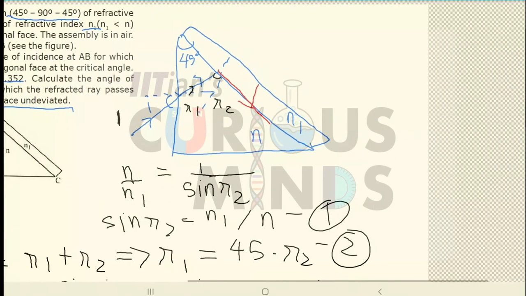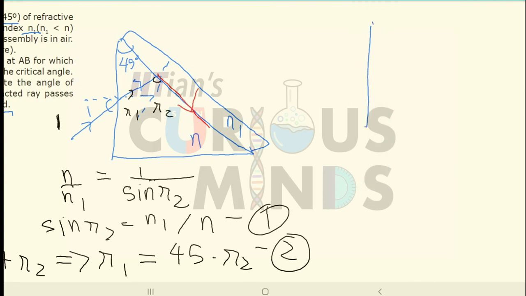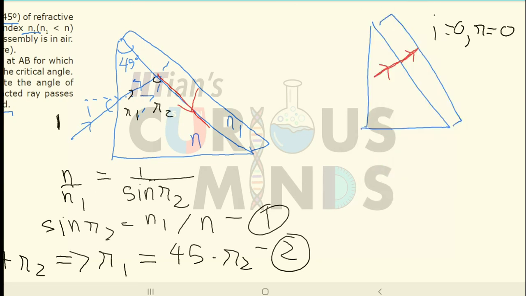That can happen only in one case. Again I will draw a diagram over here. Now I will draw the ray in a reverse manner. Let us say from the second face it passes undeviated. It means that it can happen in only one case, when the angle of incidence is 0. When the angle of incidence is 0, the angle of refraction is also 0, so there is no deviation.